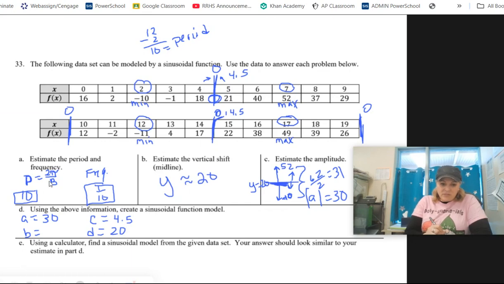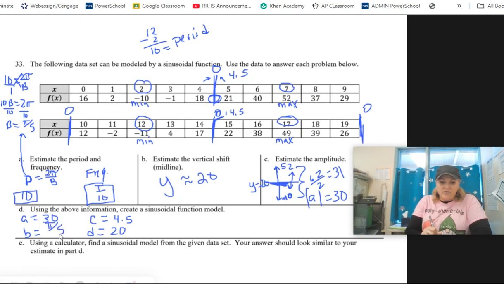Okay, and the B term, let's finish this problem up here. Running out of space. So my period, 10, equals 2 pi over b. You can cross multiply, so 10b equals 2 pi. Divide by 10 on both sides, and you get b equals pi over 5. Now we just plug it all in.